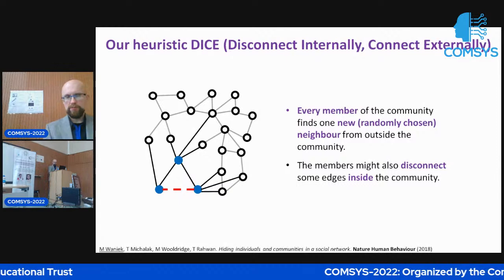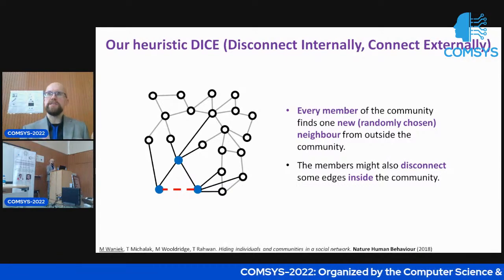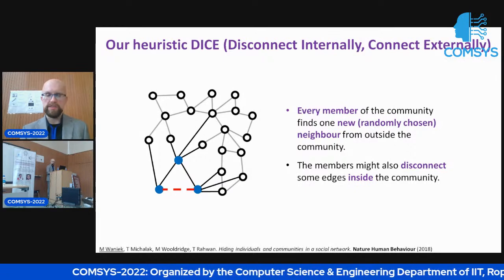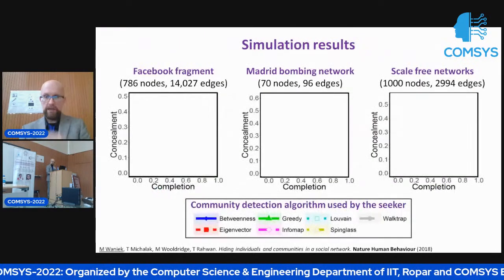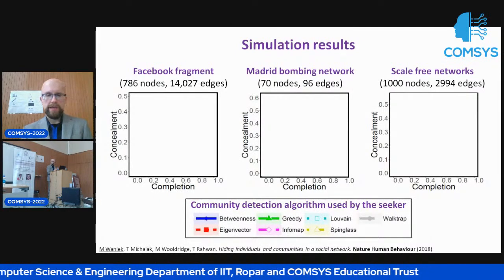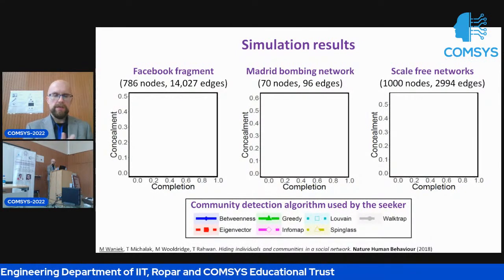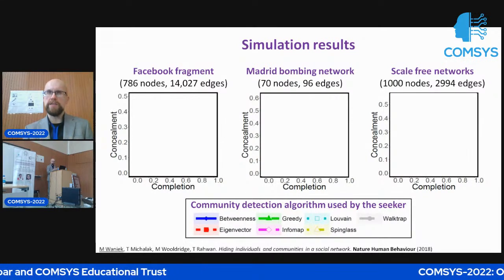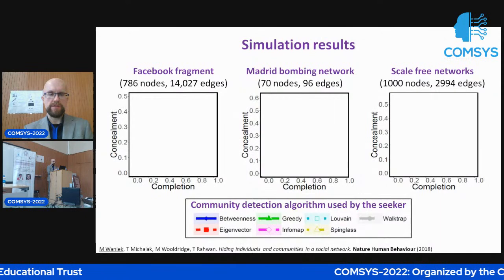In some cases, we might also want to disconnect some edges inside the community. However, according to our simulations, it's not really necessary. So let's see some results. For three different networks, we will see the measures of concealment in a process where we ask each person to find one new friend from outside the group.